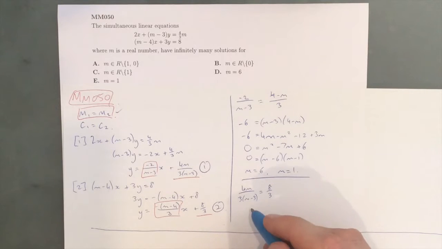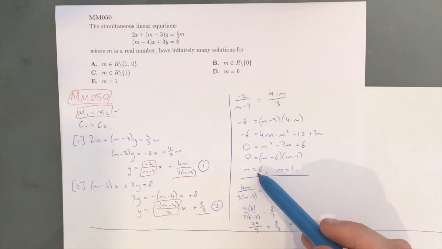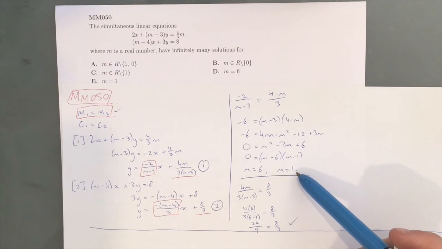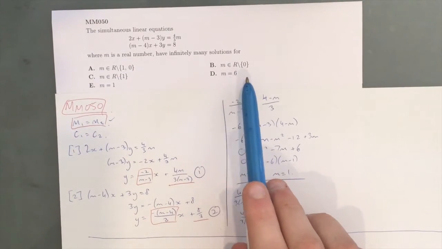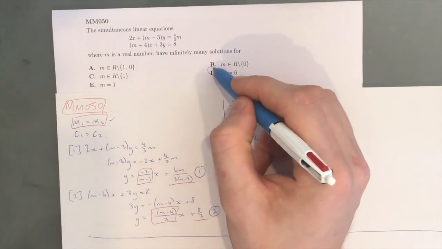So when m equals 6, 4 times 6 over 3 times (6 - 3) equals 8 on 3, equals 24 over 3 times 3, which is 9, equals 8 on 3, which does equal each other. If you divide this side by 3, you get 8 on 3 and 8 on 3. So that's correct, which means that when m equals 6, we have infinitely many solutions. Normally I would test to see if we have infinitely many at m equals 1, but m equals 6 is our answer here, and there's no other option that says 6 and 1. So 6 is our answer, giving us our answer of D.